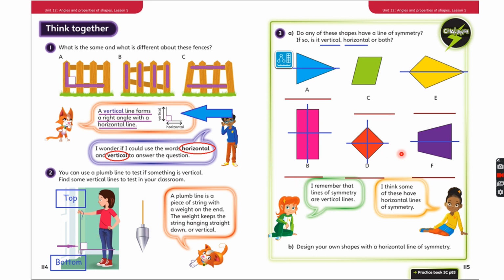Okay, now the last question here. I already drew for you the lines of symmetry. We have 1, 2, 3, 4, 5, 6 shapes. And we drew lines of symmetry. Now, I need you to decide each line. Is it a vertical line or a horizontal line? And how many lines did we draw? Start counting the lines, write the number, and write the name of the line.